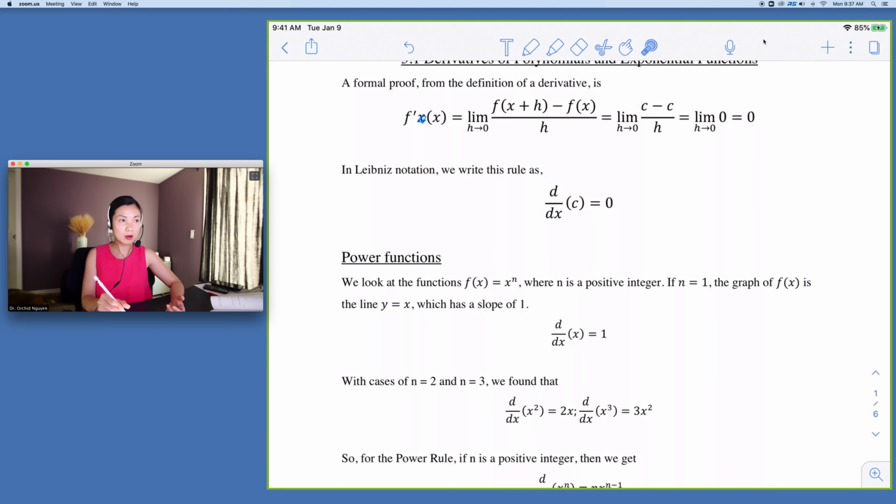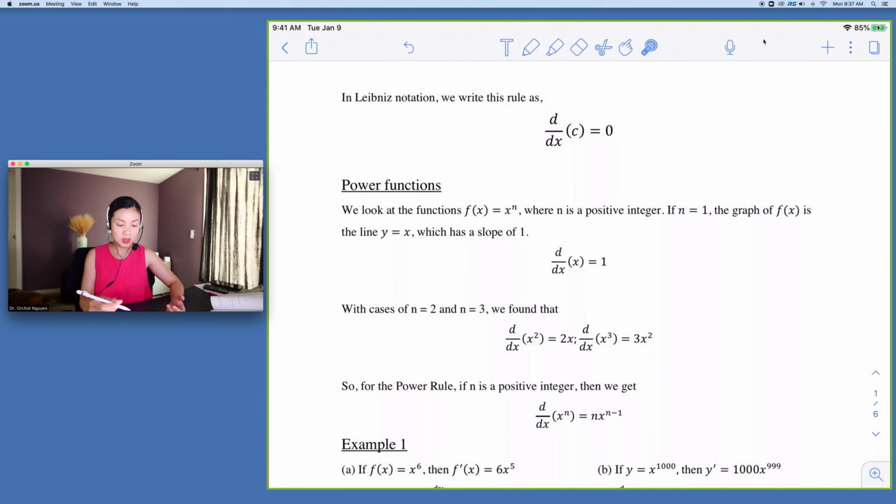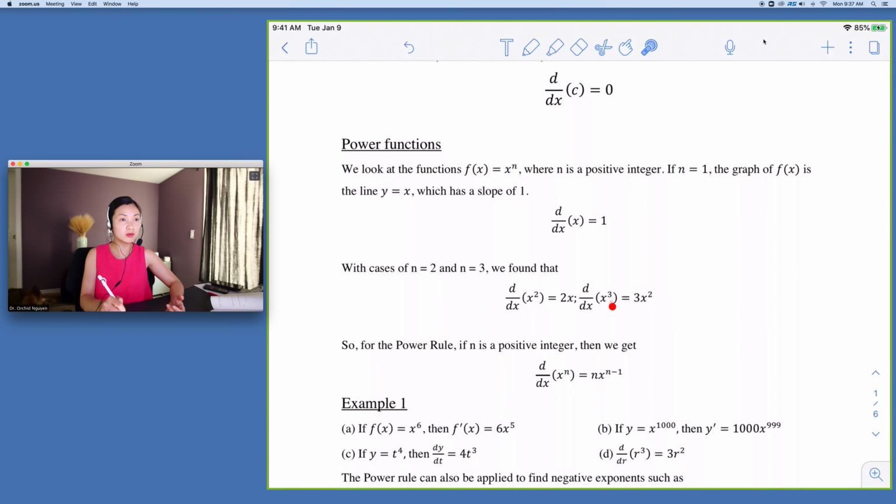Now let's talk about the power rule. If you have the derivative of just x, the derivative of just x is going to be 1. Now if the power is 2 or 3, you simply take the power, move it to the front, and subtract 1 from the power. So this is the definition of the power rule.